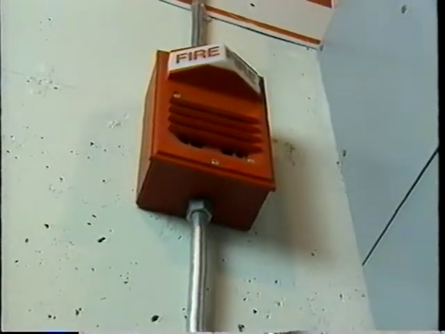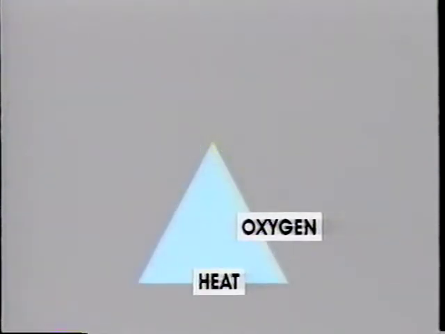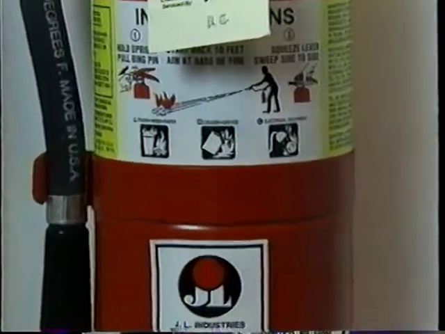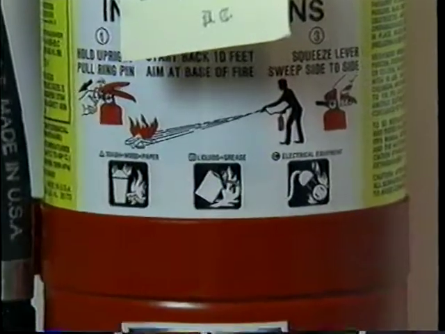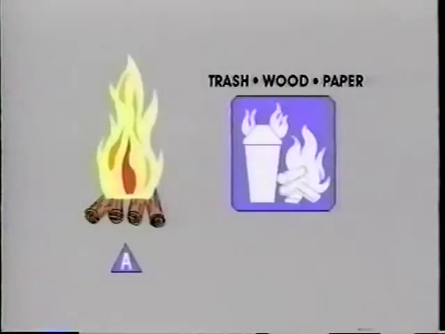To start and sustain a fire, fuel, heat, and oxygen are required. A fire will go out when any one of the three is taken away. Fires are classified by the combustible material as Class A, Class B, Class C, and Class D fires.